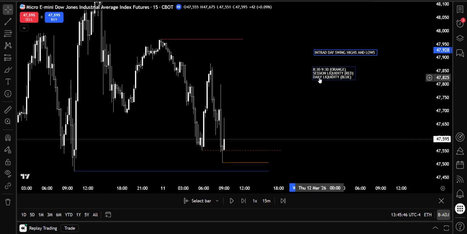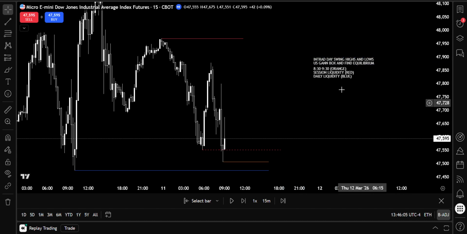Take your intraday swing highs and lows. Use the Gann box and find equilibrium. This part right here really helped me to not just want to take anything, and to actually sit there and wait for something.